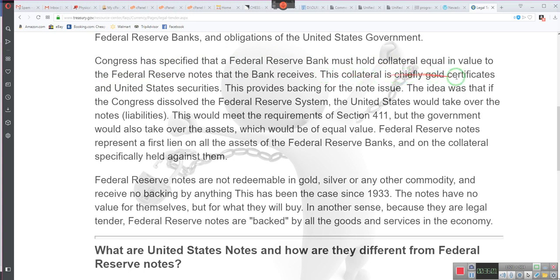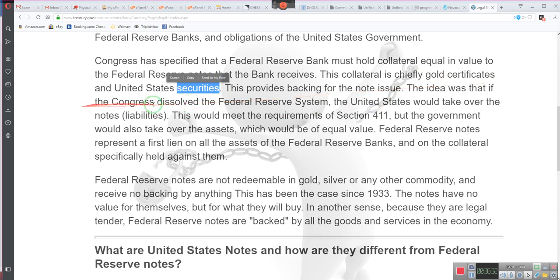This collateral is chiefly gold certificates and United States securities. Really? Gold certificates and United States securities? Okay, anyway. This provides backing for the notes issued. Ladies and gentlemen, we hold collateral that backs up the SAT packs. Our collaterals are securities. We're doing the exact same thing.